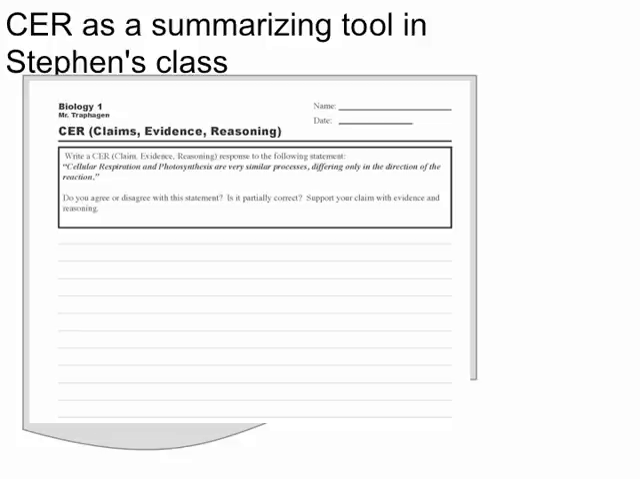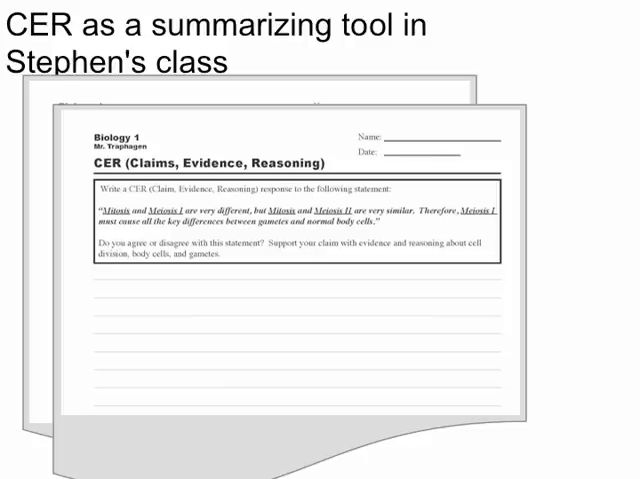As we moved through the year, I would give them claims that could be layered a little bit more. So, for example, mitosis and meiosis 1 are very different, but mitosis and meiosis 2 are very similar. Therefore, meiosis 1 must cause all the key differences between sex cells and normal body cells. So you see here there are different opportunities for students to agree or disagree with different pieces of this claim. So there's a little bit of layering here.